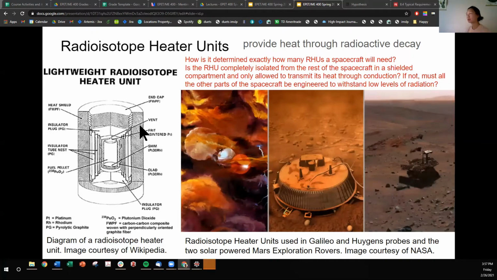When it comes to this other type of radiation, must all the other parts of the spacecraft be engineered to withstand low levels of radiation? I think what you're talking about is high energy radiation, which is dangerous for electronics. If the shielding can mitigate high energy particles from escaping, that's great. For the other wavelengths of radiation, it can come out of this container and the electronics would theoretically be safe. So not only conduction, but also radiation, but just be specific about what kind of radiation.